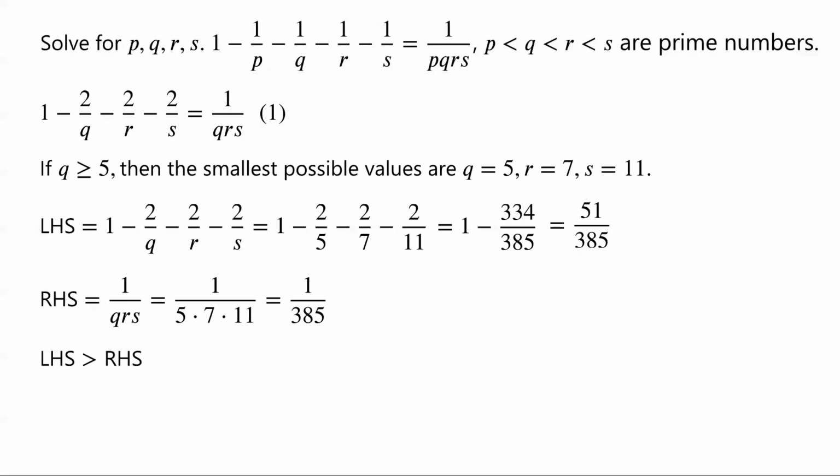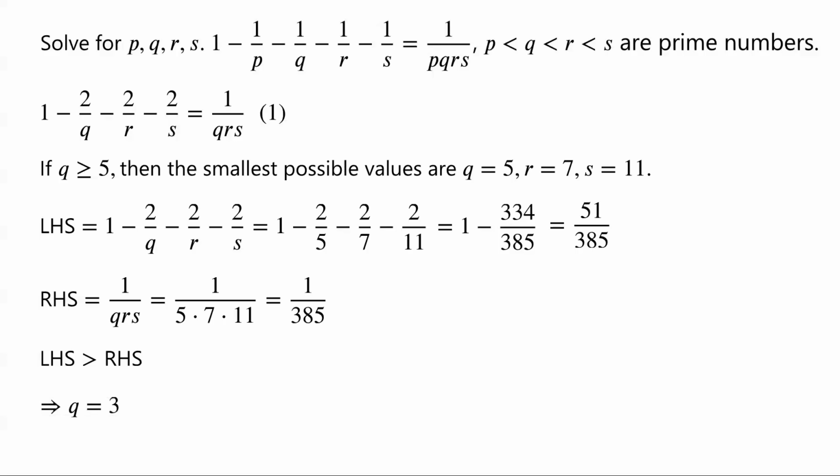When q, r and s get larger, the left-hand side approaches 1, and the right-hand side approaches 0. When q, r and s take larger values than 5, 7, and 11, respectively, the left-hand side is greater than 51 over 385, and the right-hand side is less than 1 over 385. Therefore, the left-hand side is always larger than the right-hand side, when q is greater than or equal to 5. This implies that q cannot be greater than or equal to 5. So, q must equal 3.